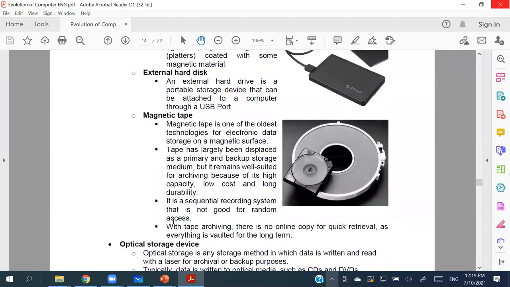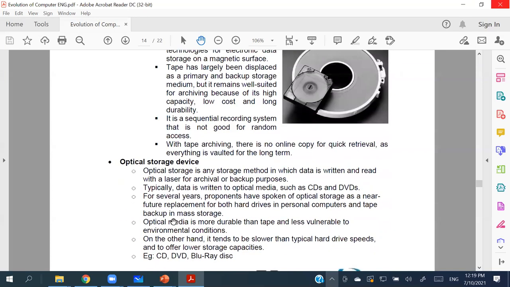As well as these magnetic tapes. You can see some of these in the movie industry, the film industry, where they use magnetic tapes to store data, because it is very good for storing very high capacity data. But it needs special devices to read these. We cannot read them using a general computer.